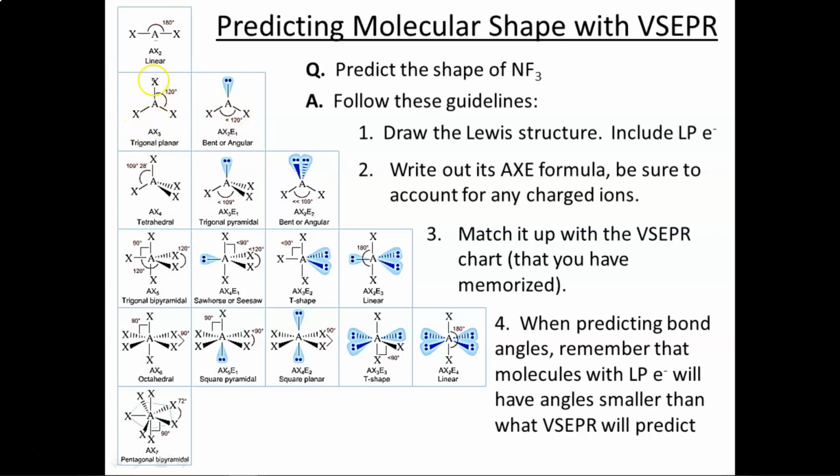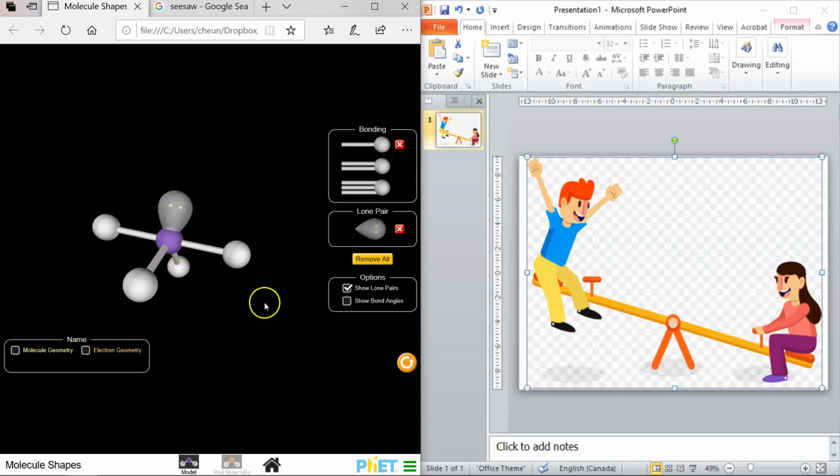Trigonal planar, well, it's a triangle on one single plane. This one's linear because it's just straight. T-shape because it makes the shape of a T. This one's a sawhorse or a seesaw, and it kind of has a seesaw shape. So this is a seesaw in a playground if you've ever seen one before. Well, this is where one person would sit, there's the other one, and this lone pair of electrons forces these electrons down into this area, making a seesaw shape.